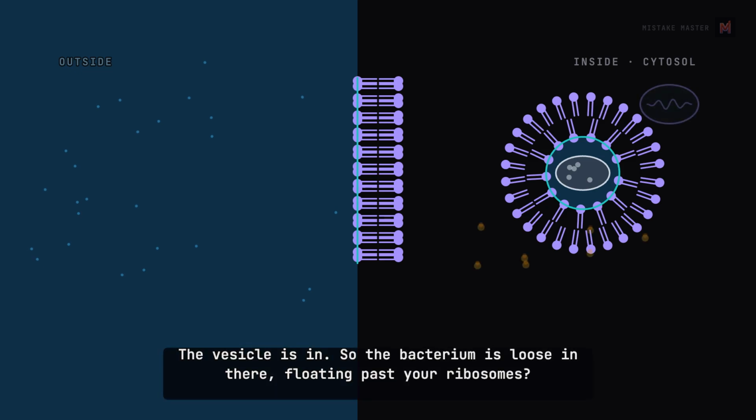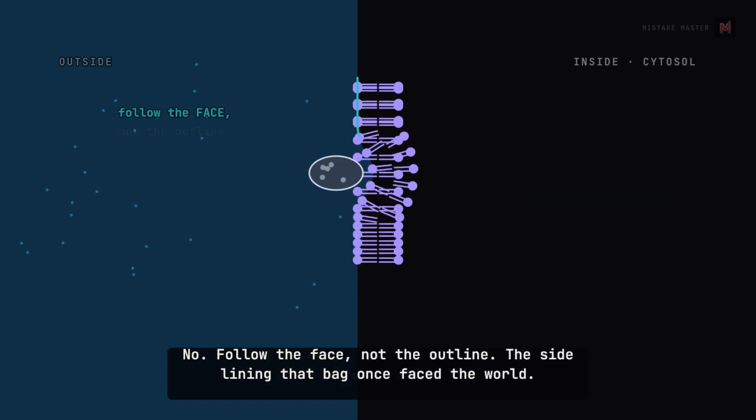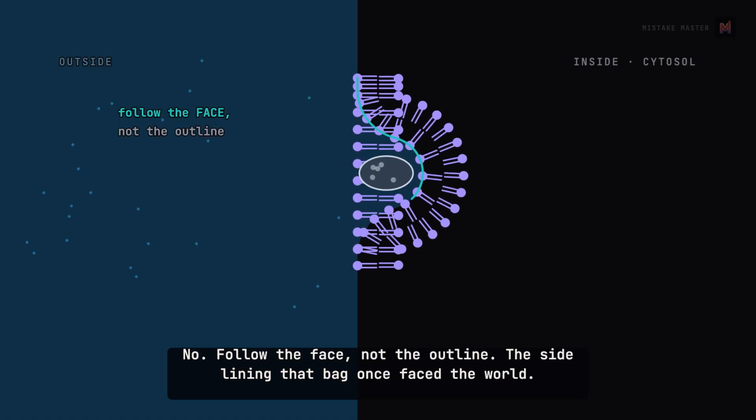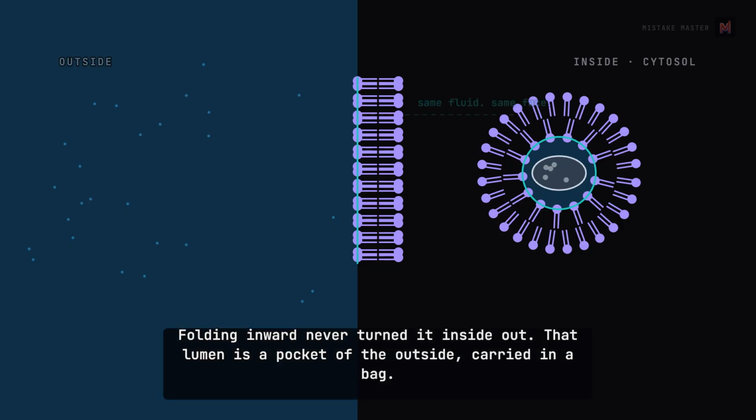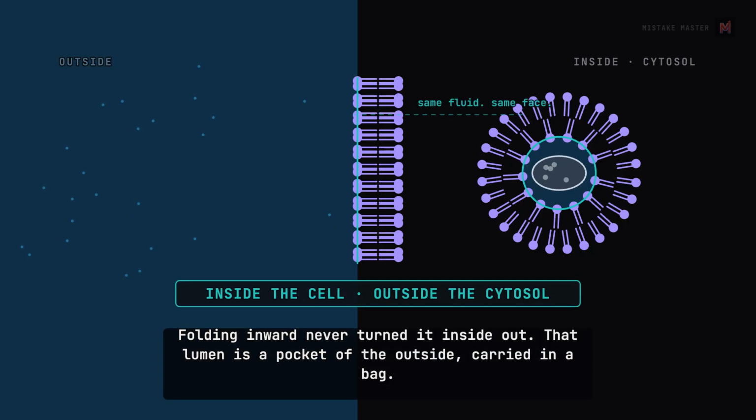The vesicle is in. So the bacterium is loose in there, floating past your ribosomes? No. Follow the face, not the outline. The side lining that bag once faced the world. Folding inward never turned it inside out. That lumen is a pocket of the outside, carried in a bag.